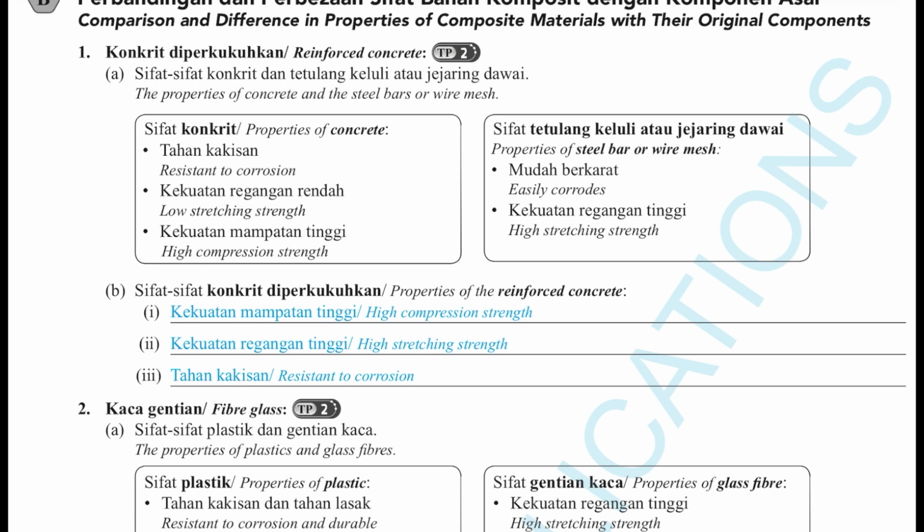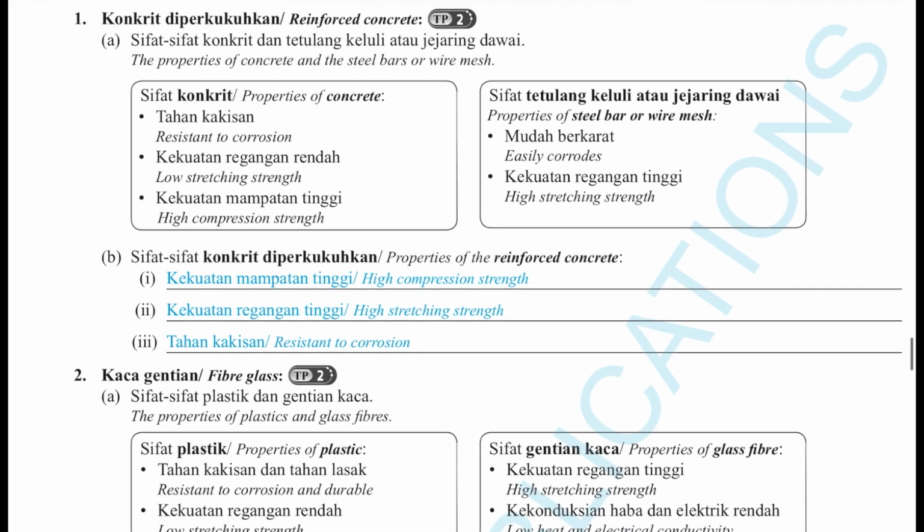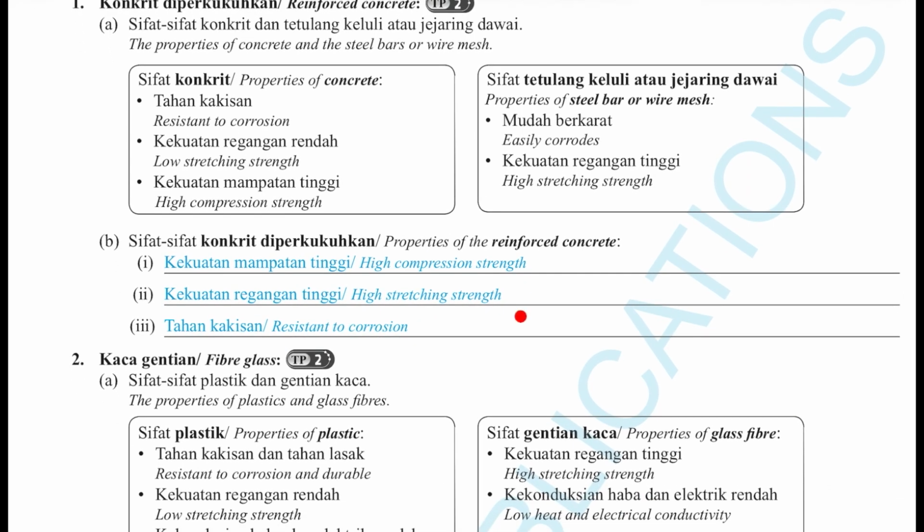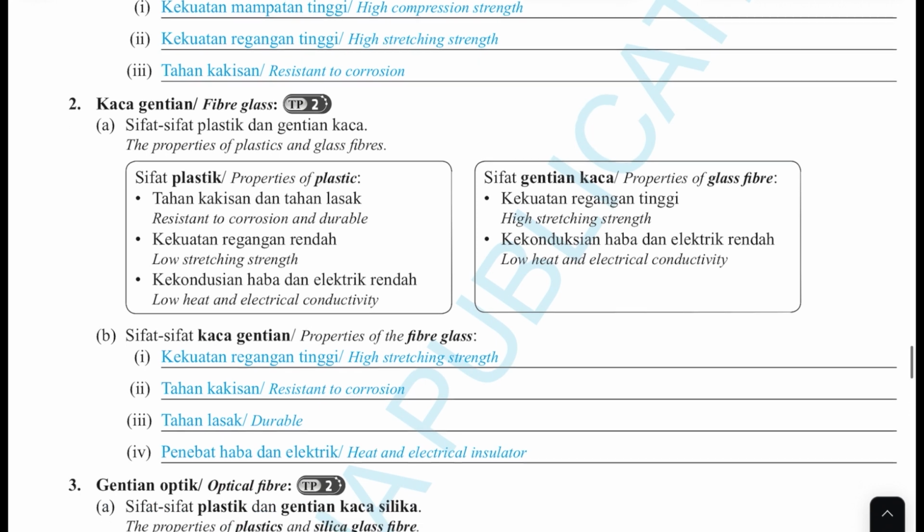Okay, reinforced concrete, the properties of concrete and the steel bars or wire mesh. Properties of concrete, resistant to corrosion, low stretching strength, high compression strength. Properties of steel bar or wire mesh. Wire mesh ni adalah jejaring dawai. Easily corrodes, high stretching strength. Properties of the reinforced concrete, high compression strength, high stretching strength, resistant to corrosion.